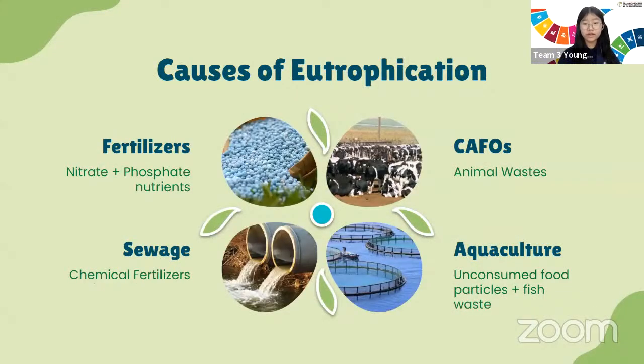First and foremost, fertilizers are the main cause of eutrophication. I'm going to talk about this more deeply later. CAFOs, or concentrated animal feeding operations, are also a primary source of phosphorus and nitrogen fertilizers, which contribute to eutrophication. CAFOs discharge large amounts of animal waste into water bodies, in which the animal waste has a lot of nutrients involved in fertilizers.